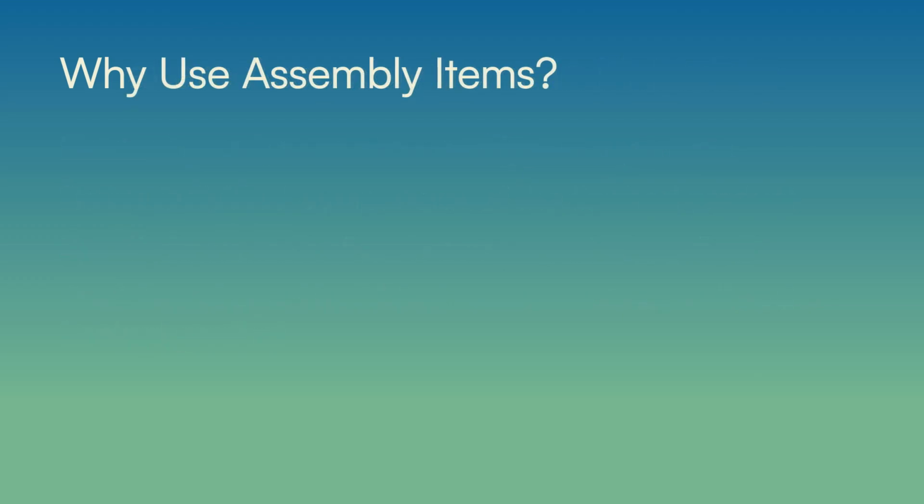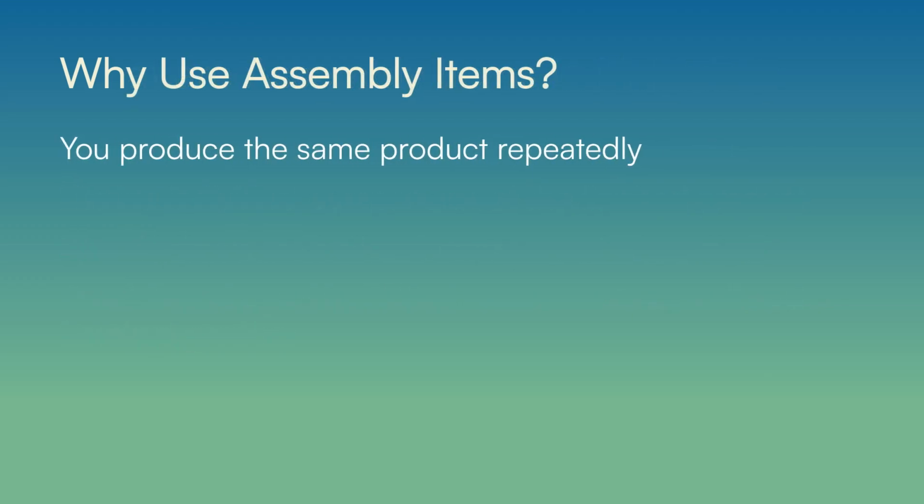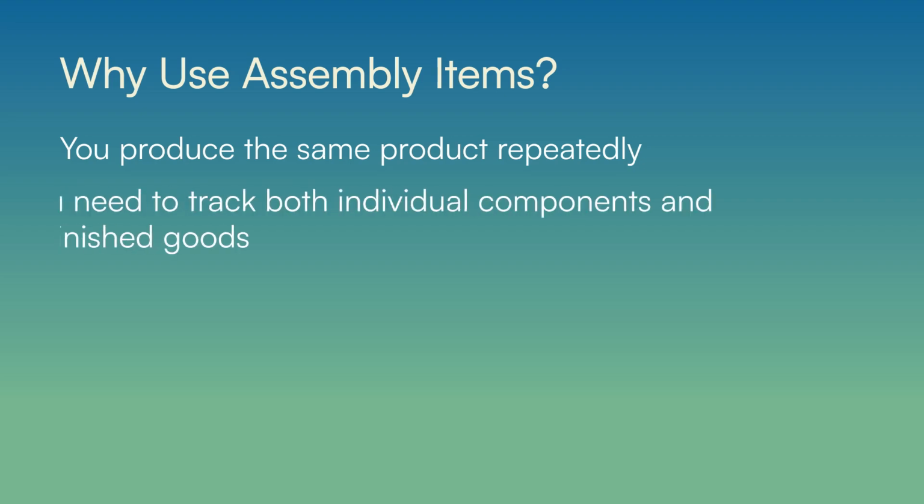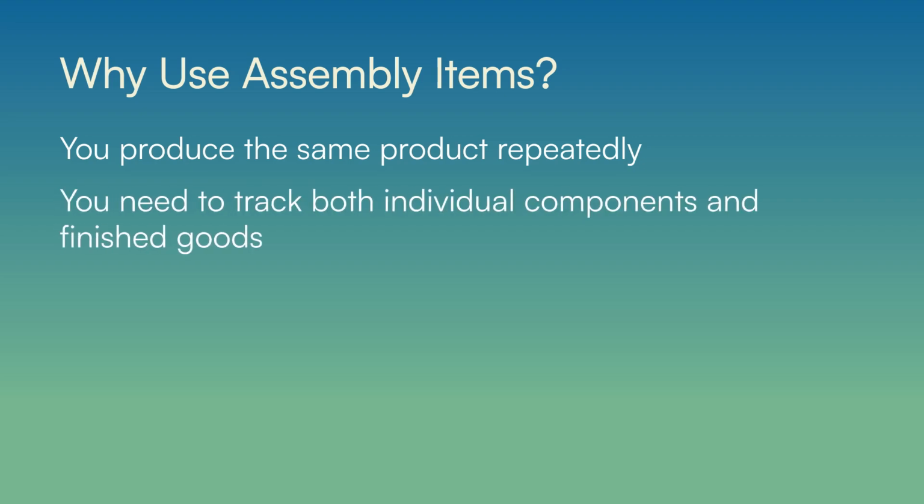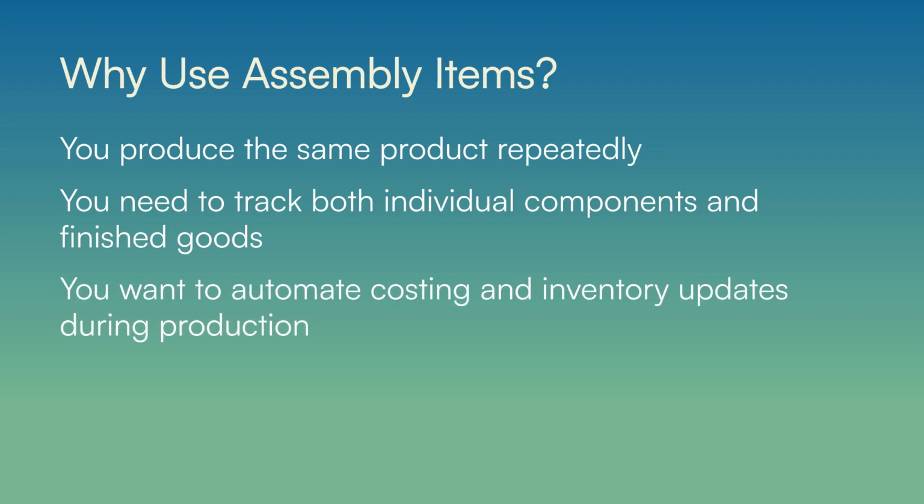Why would you consider using the NetSuite Assembly Items feature? Perhaps you produce the same products repeatedly. Perhaps you need a way to track both individual components and finished goods. And perhaps you want to automate costing and inventory updates during production. When you combine the Assembly Items feature with features like the Advanced Bill of Materials feature, Assembly Items provide all these abilities and more.